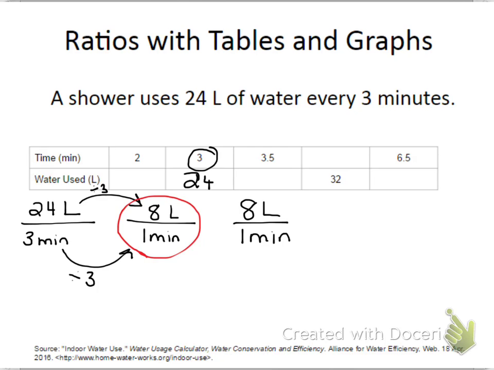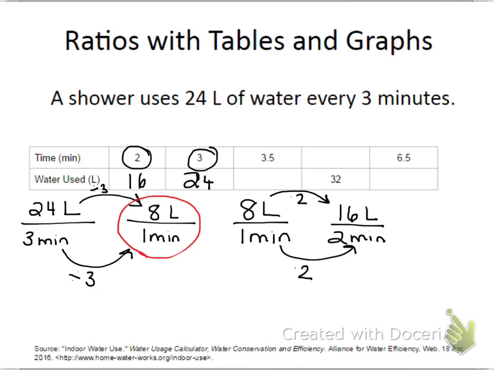And the first one is 2 minutes. So how much water is used in 2 minutes? To go from 1 minute to 2 minutes, I multiply by 2. I'm going to do the same thing with my numerator. 8 multiplied by 2 gives me 16 liters. So that means in here, I would write 16 liters.